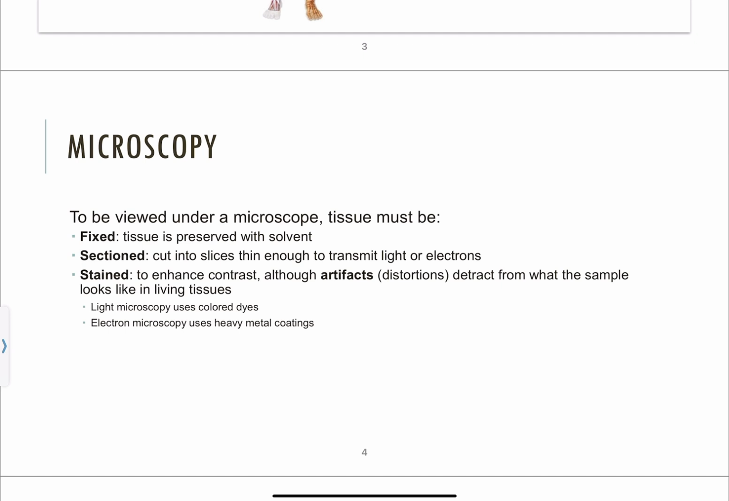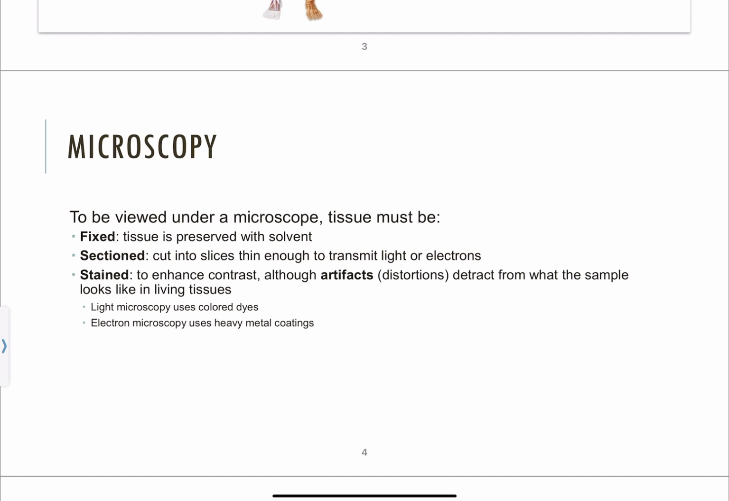Also, most tissues are translucent, so that we can see right through them. So we have to do some sort of staining, and different types of tissues will stain differently. That's what leads to the various colors like pinks, purples, and blues that we can see when we look at it under a microscope. So staining is really just to enhance the contrast. However, whenever we go to stain anything, it's going to cause distortions, and these distortions are known as artifacts.